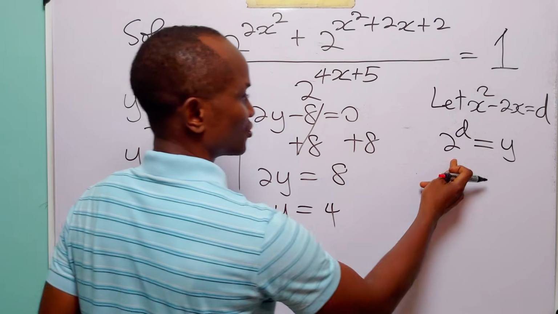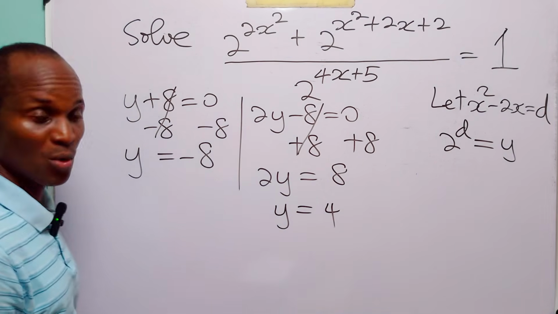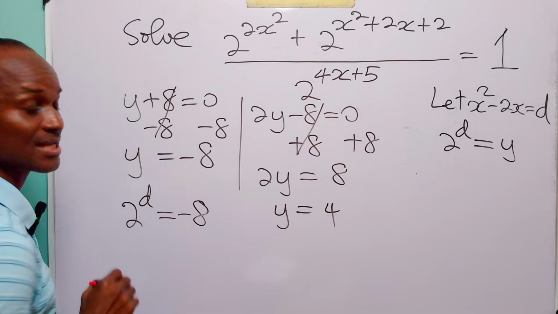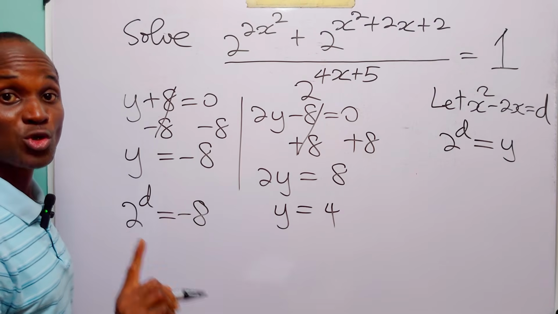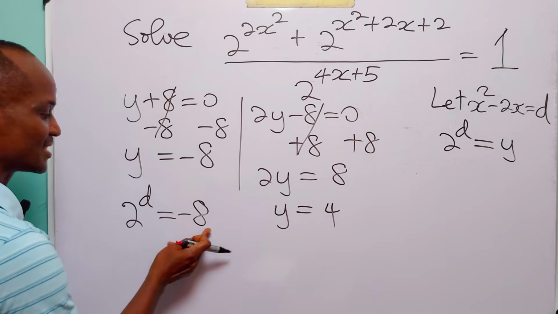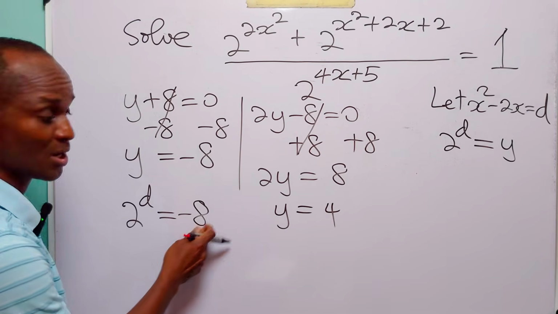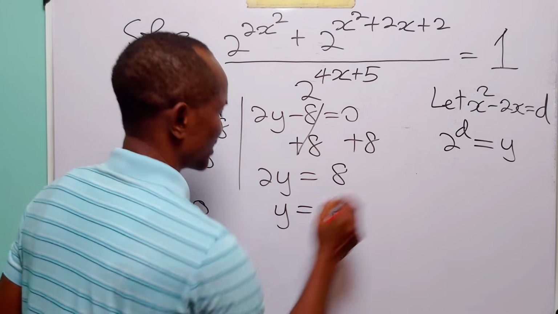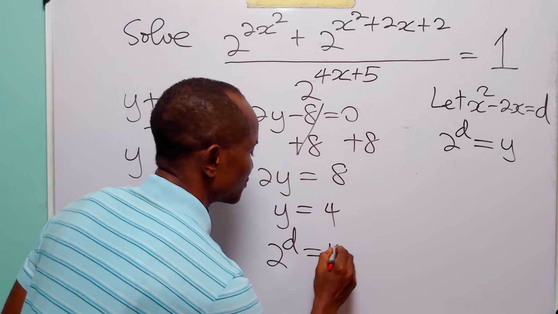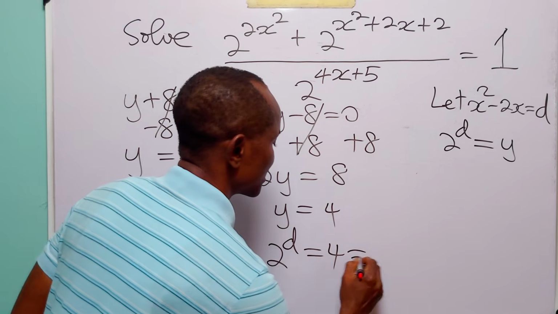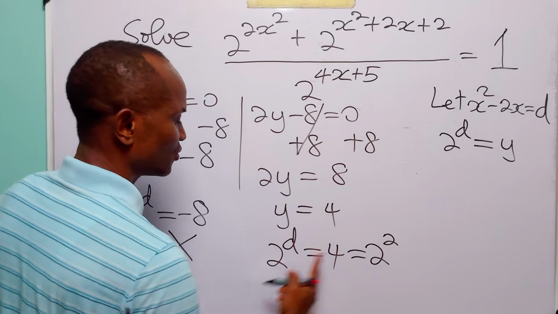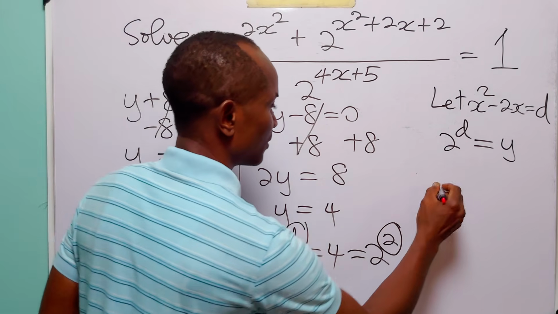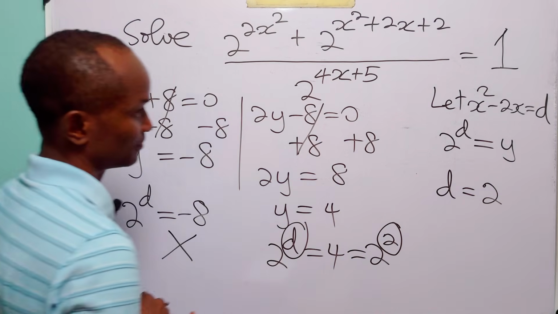But now let us remember that 2 to the power d is equal to y. So in this case, we have that 2 to the power d is equal to minus 8. But of course, we know that there is no real value of d that is going to give us a negative outcome. So this equation is unacceptable. In this case, we have that 2 to the power d is equal to 4. But of course, you know that 4 is equal to 2 squared. Now, when you compare both sides of this equation, we have that d is equal to 2.